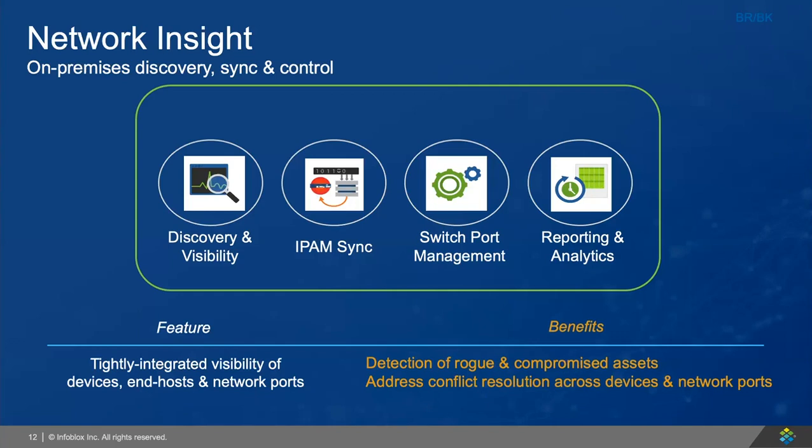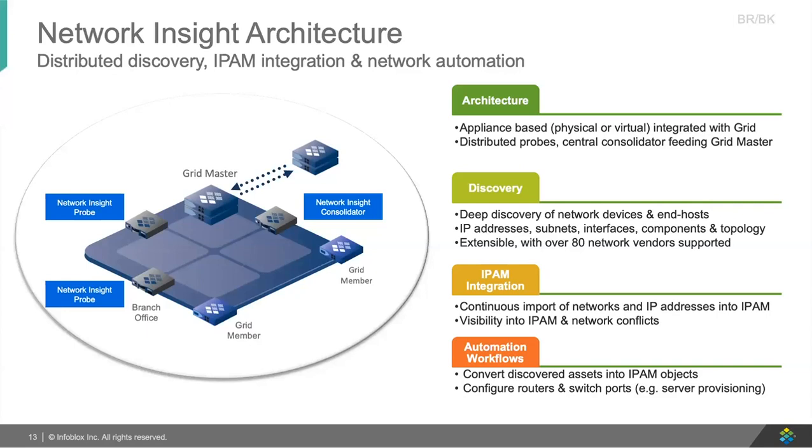So capping back with this Network Insight solution, of course, being able to identify compromised assets is really important. But as you were pointing out just a few moments ago, there are so many different devices, so many different network ports, and being able to resolve those conflicts is a huge advantage. So what we're going to do now is give you a little bit of an insight around the architecture and how this distributed discovery with IPAM integration and automation all work together. Bob, can you walk us through this one?